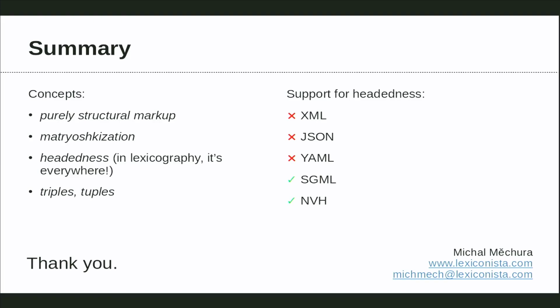Let's summarize briefly what we have just done together. I've introduced you to a couple of concepts that I've partially invented myself, such as matryoshkization and the concept of headedness in content. That sometimes you have name value pairs, and one of them is the head and the other ones are the modifiers, which would ideally be modeled as triples, but we can't really do that in XML. We can't do it in JSON either. We can't do it in YAML. We can kind of do it or fake doing it in SGML, but SGML has a lot of other trade-offs because it's difficult to write parsers for it and so on.